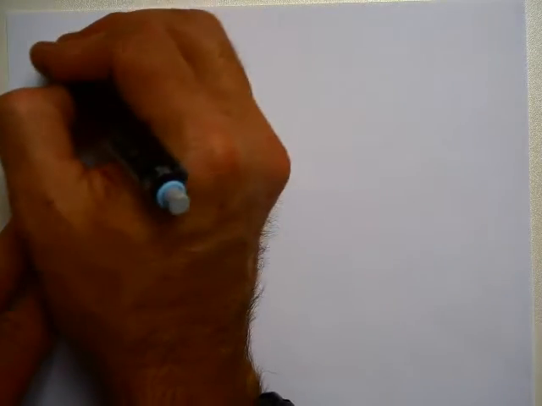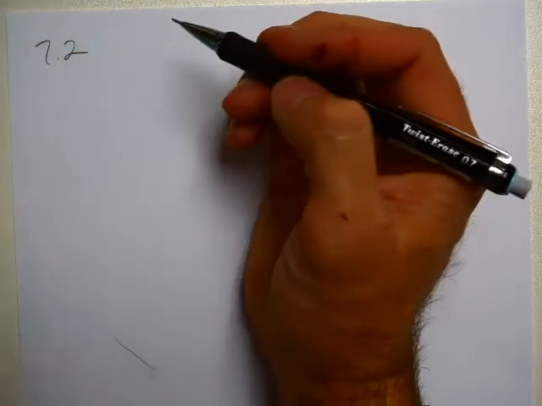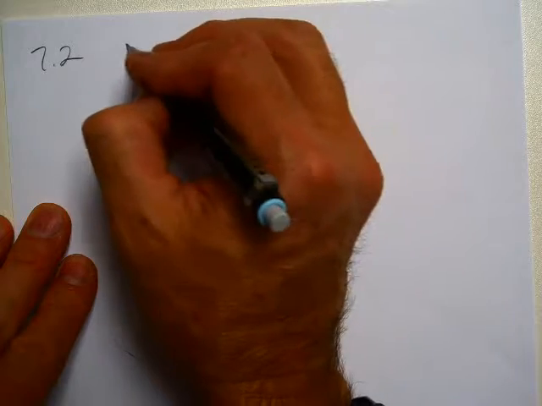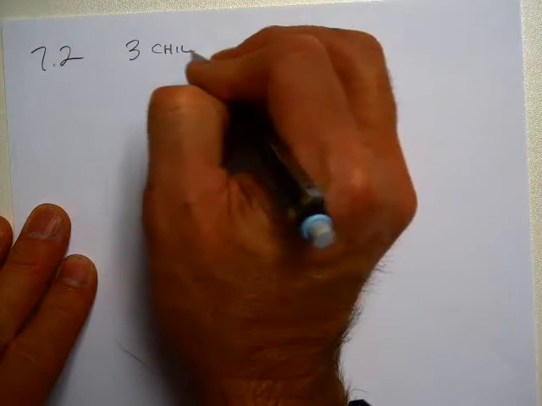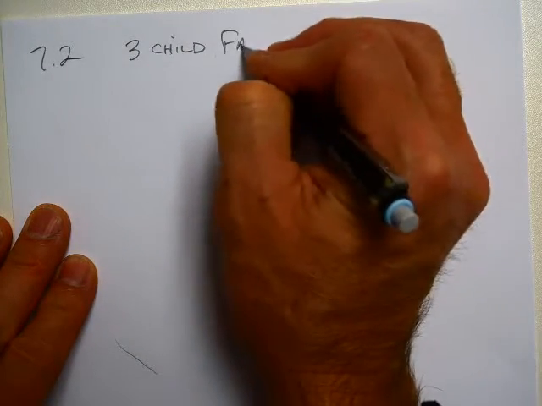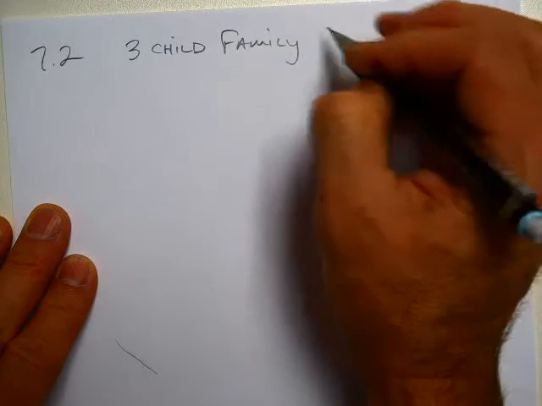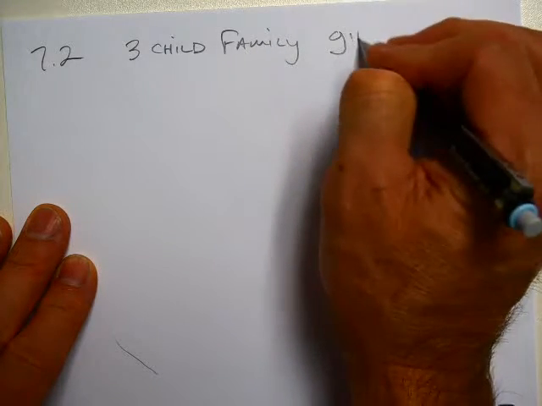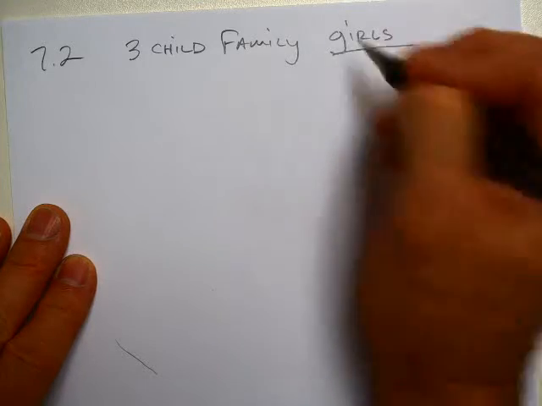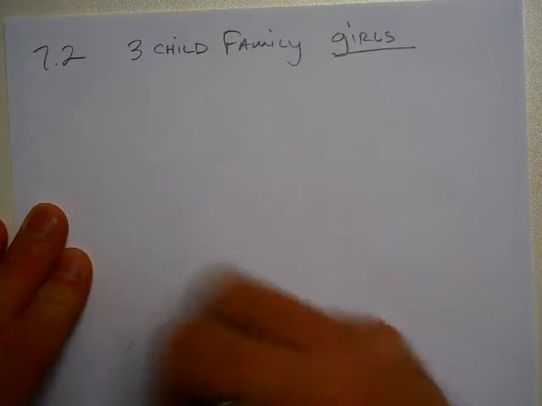Okay. So the problem we're going to do is related to a problem you already did. 7.2 we did in the last assignment. I'm going to get some reminders up here for it. This was the 3-child family. And we were looking specifically at girls. How many girls are in a 3-child family?